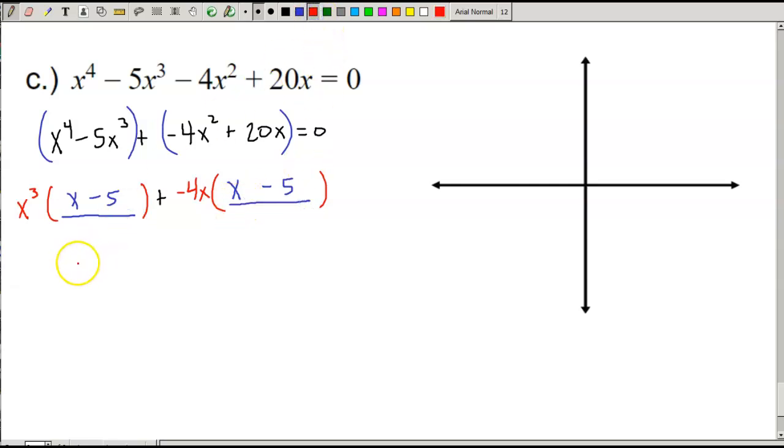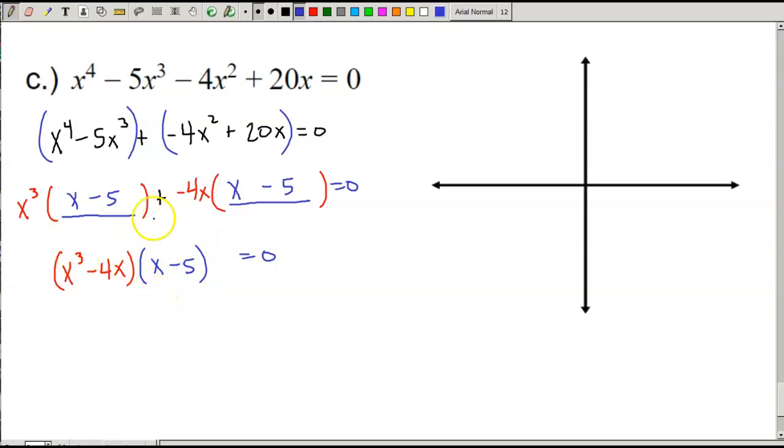And so now we can combine this to x cubed, the red part, x cubed minus 4x, or plus a negative 4x. And then we have the x minus 5. Now, by the way, this is all equal to 0 as we're going through this process. So we just factored it. Okay, well, there's more to do here. This x minus 5 is done, right?